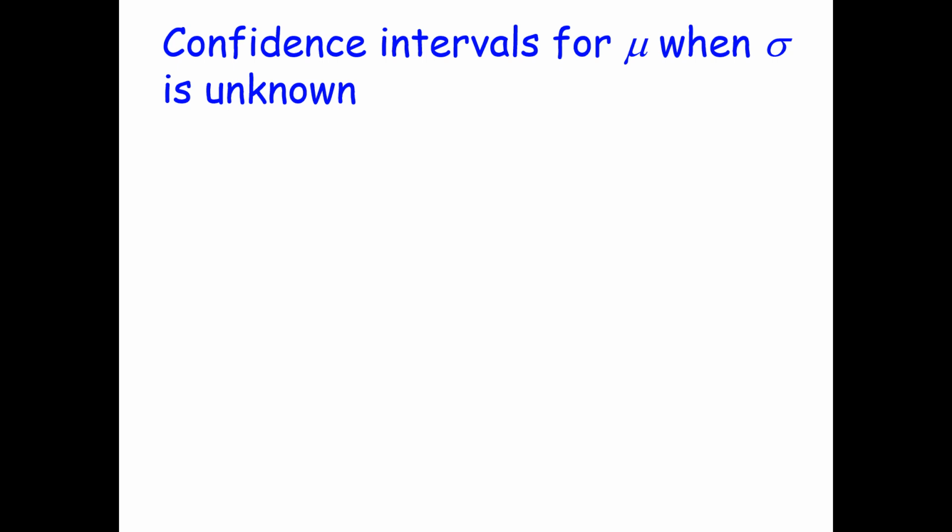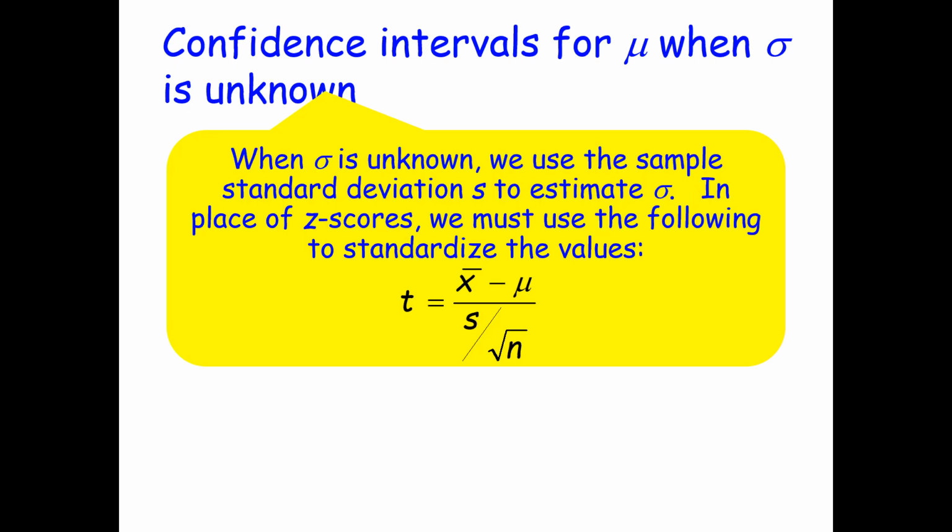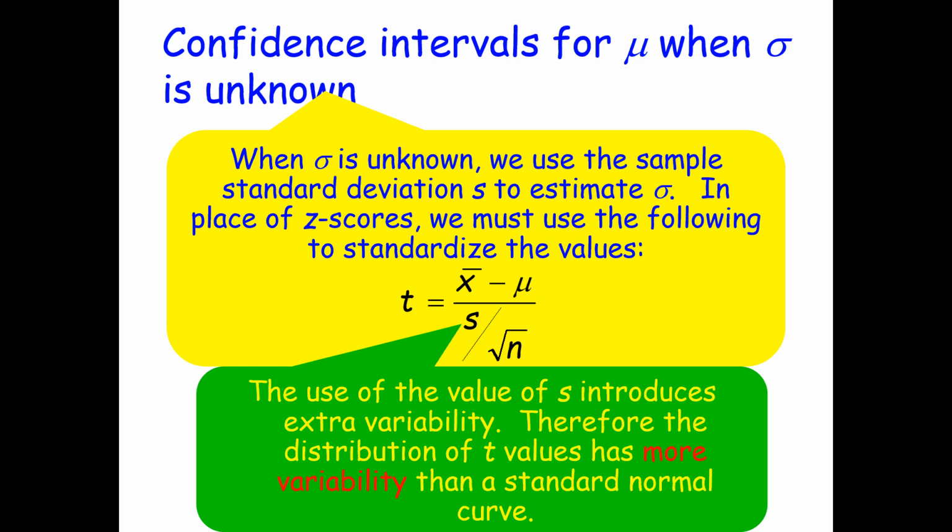So what about the confidence intervals for the mean when our standard deviation is unknown? When sigma is unknown, we use the sample standard deviation S to estimate sigma. In place of z-scores, we must use the following to standardize the values: t equals x bar minus mu divided by S divided by the square root of n. The use of the value of S introduces extra variability. Therefore, the distribution of t values has more variability than a standard normal curve.